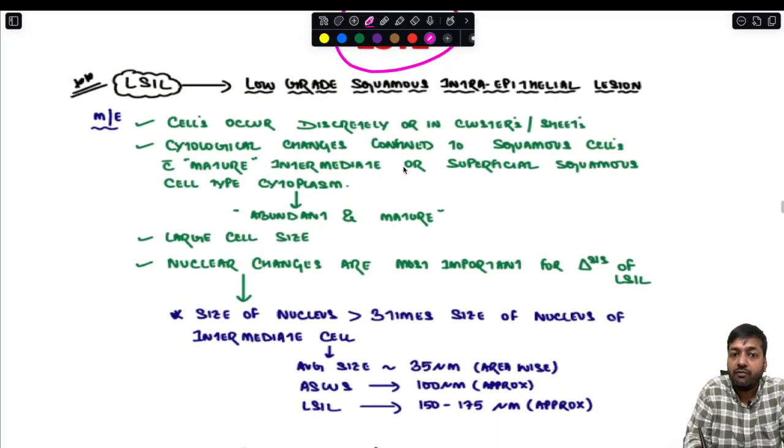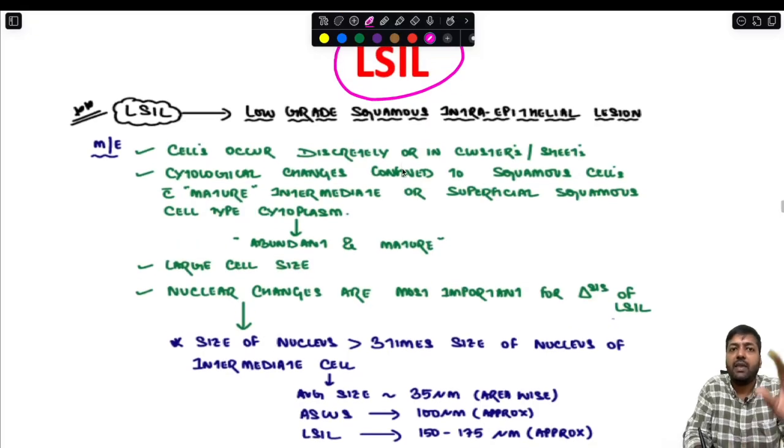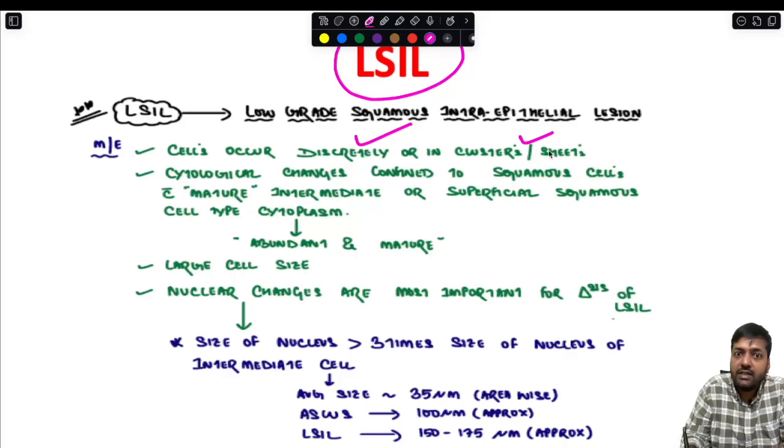So what are the important features? Let us try to understand. The cells occur discretely or in clusters or sheets. Cytological changes are only seen in those squamous cells with mature intermediate or superficial squamous cell type cytoplasm.